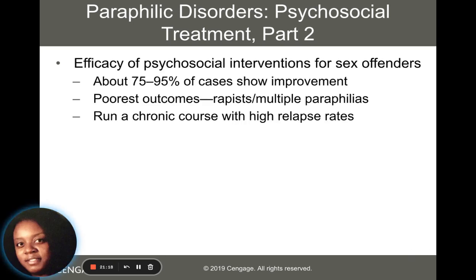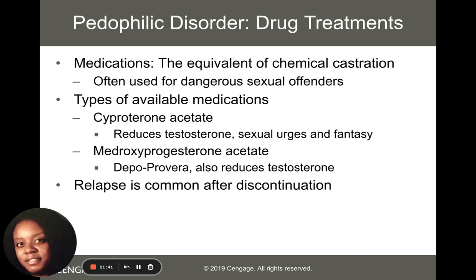When it comes to the efficacy levels of those treatments, especially when it comes to sex offenders, about 75 to 95% of cases show improvement. The poorest outcomes are often involving rapists or people with multiple paraphilias, and they tend to run a chronic course with high relapse rates, which is not good.